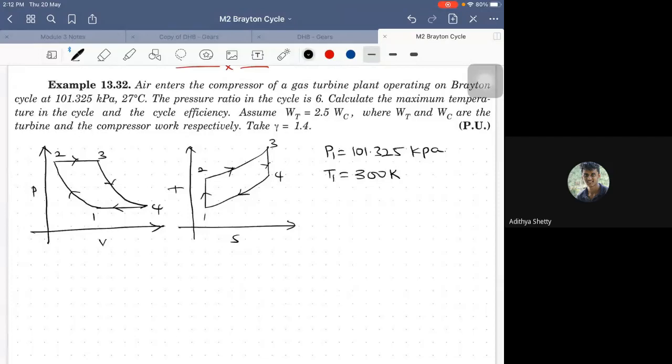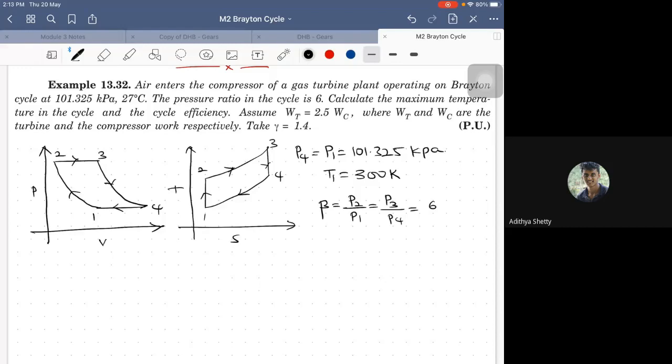I'm writing it directly. The pressure ratio of the cycle, beta, is P2 by P1, or I can write it as P3 by P4, which is equal to 6. Now, P1 is also equal to P4. I'm just writing it here.